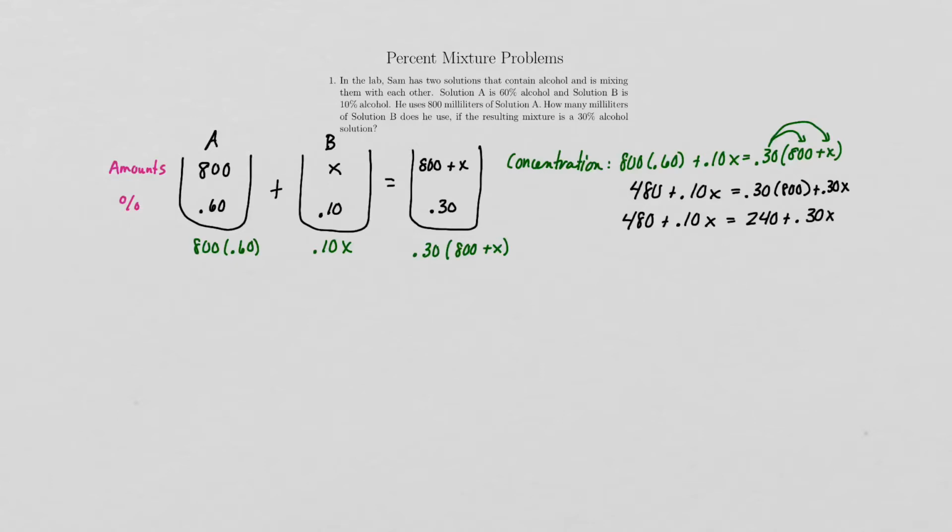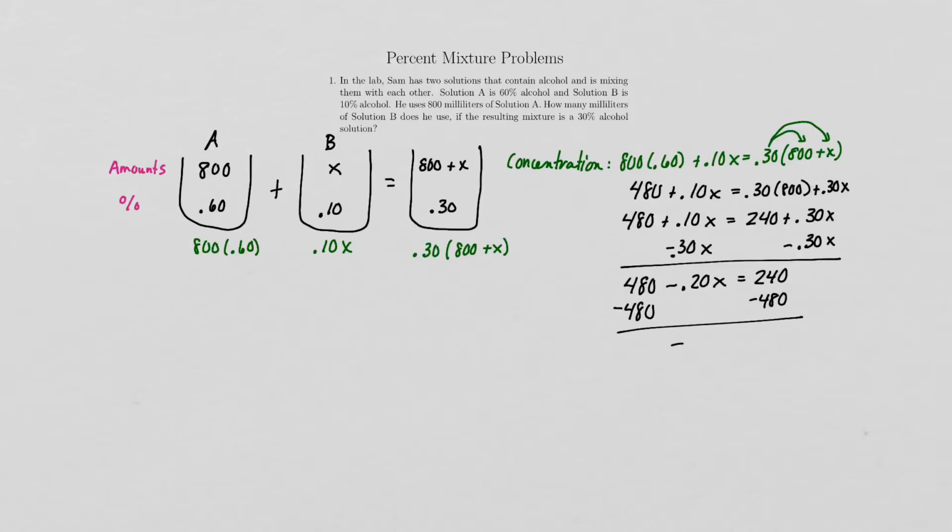So now all I have to do is solve for x. I would like to get the x's onto the left-hand side. So I'm going to subtract 0.30x from both sides. 0.30x, not 30x. So on this left-hand side, I have 480 minus 0.20x equals 240. I'll now subtract 480 from both sides. So negative 0.20x is going to be equal to negative 240, because 240 minus 480 is negative 240. And now I'm going to divide both sides by negative 0.20.